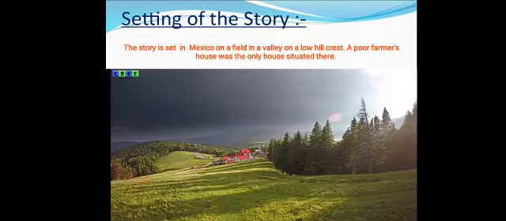Let's talk about the setting of the story. The story is set in Mexico on a field in a valley on a low hill. A poor farmer's house was the only house situated there. As you can see in the picture, there is only one house situated in the valley.